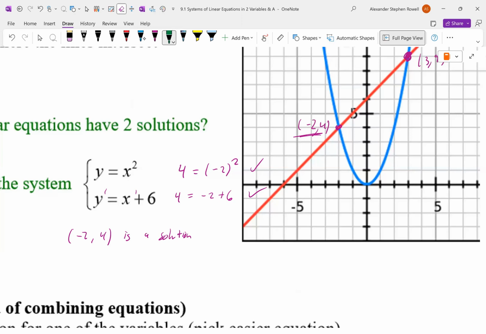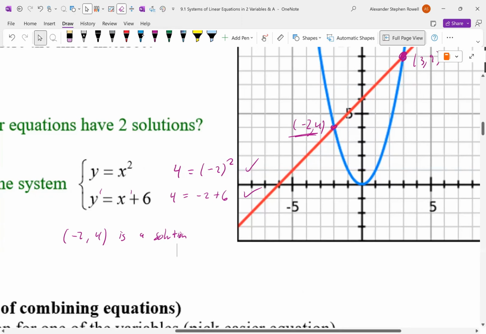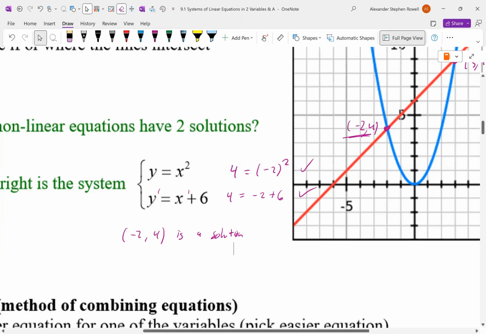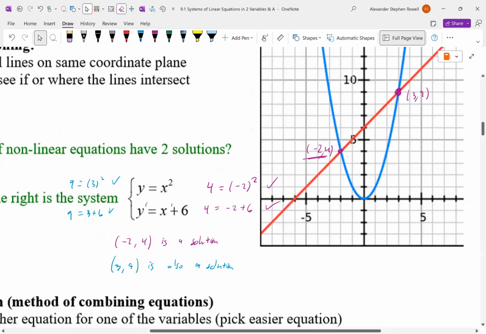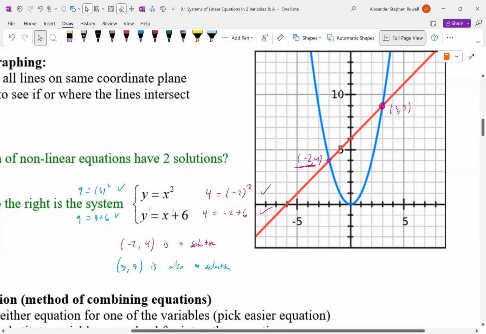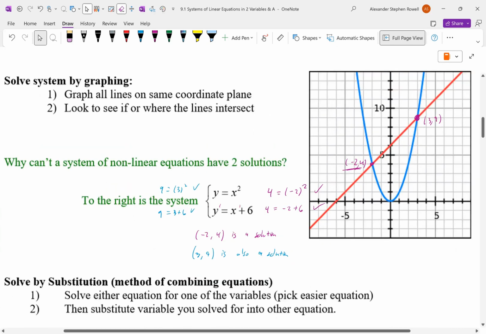Okay, then likewise, we could check that 3, 9 is a solution. Is it true that 9 is equal to 3 squared? Is it true that 9 is equal to 3 plus 6? Yes. So 3, 9 is also a solution. So graphing is nice because you can visually see where they intersect. Any questions about this?